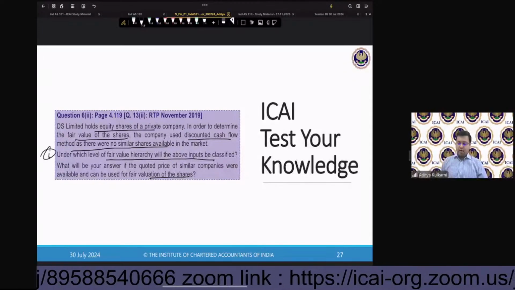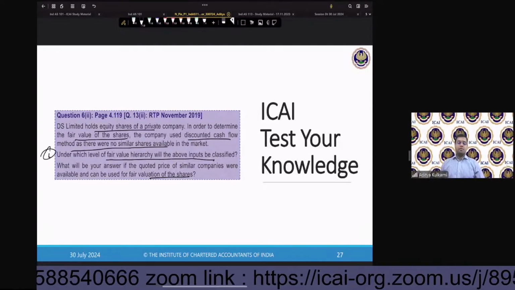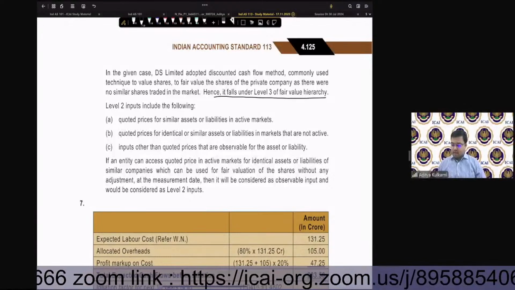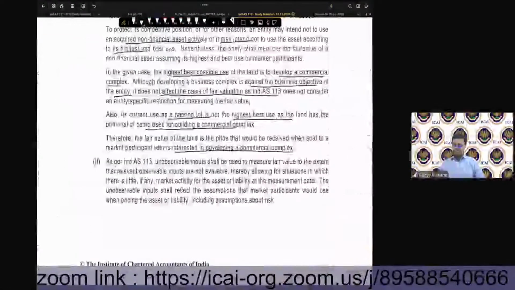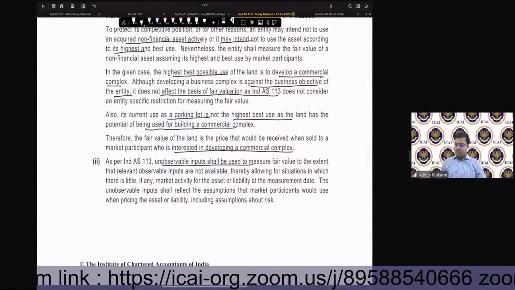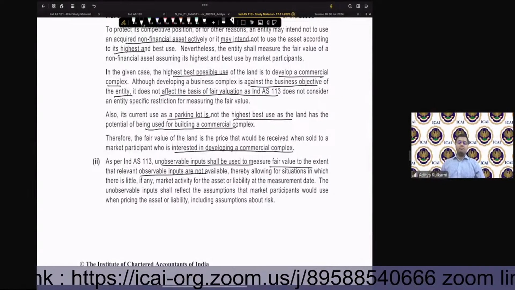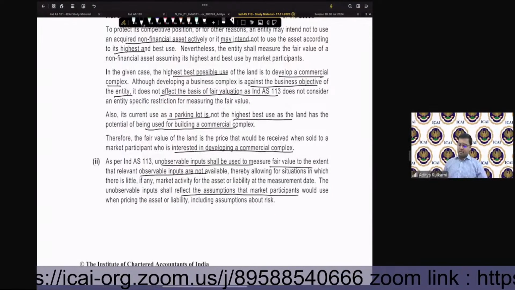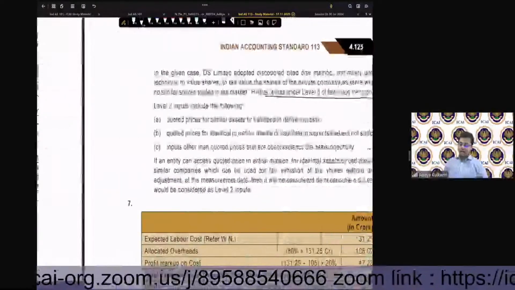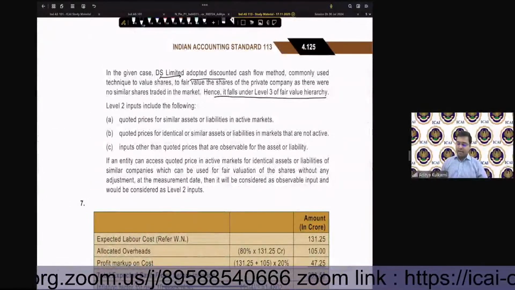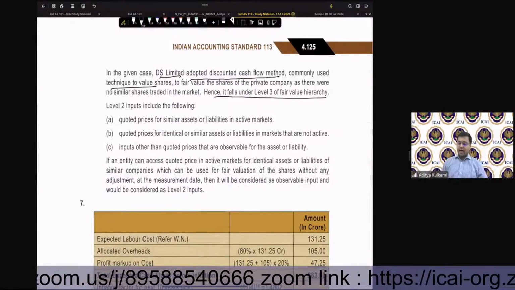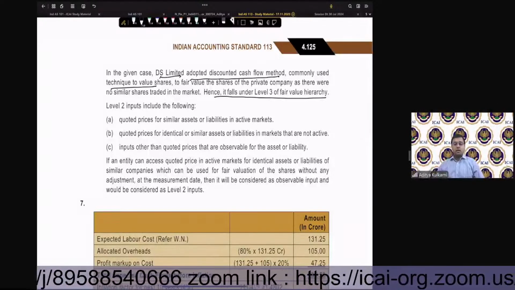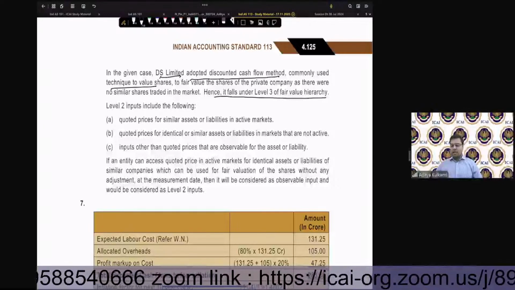First question, under which level will the above inputs be classified? Clearly this will be level 3. It falls under level 3 of the fair value hierarchy. Unobservable inputs shall be used to measure fair value to the extent observable inputs are not available. The unobservable inputs shall reflect the assumptions that market participants would use when pricing the asset or liability. In the given case, DS Limited adopted the DCF method, a commonly used technique to value shares, and hence it falls under level 3 of the fair value hierarchy. Manish, did you understand? Yes, it's not level 1, it's level 3.